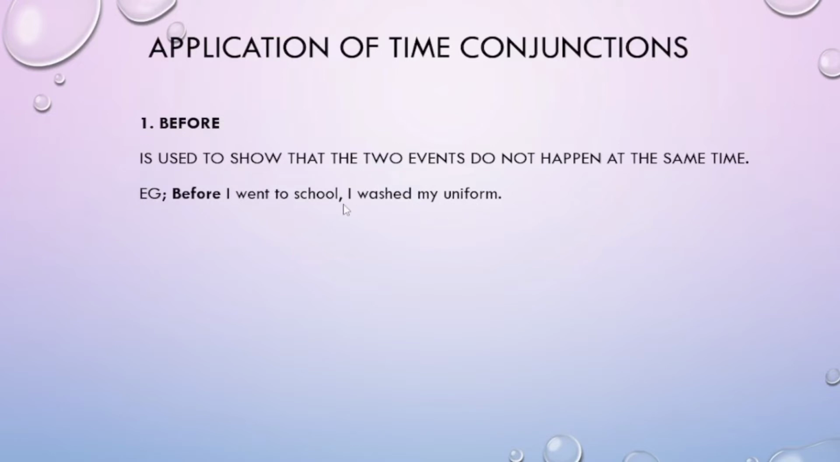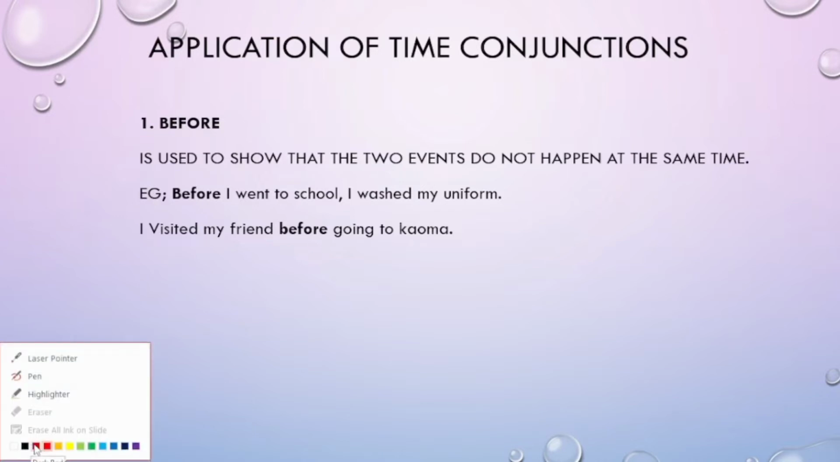There is another thing that you need to consider here, the comma. Look at the second example. I visited my friend before going to Kaoma. Have you seen a comma in that sentence? No. But we have a comma in the first sentence. What is the difference? When you use a time conjunction word to start a sentence, you always put a comma before connecting the second idea.